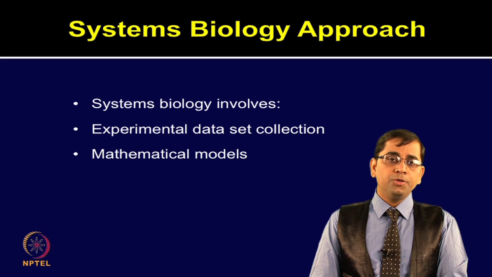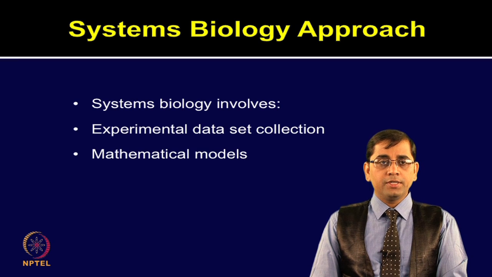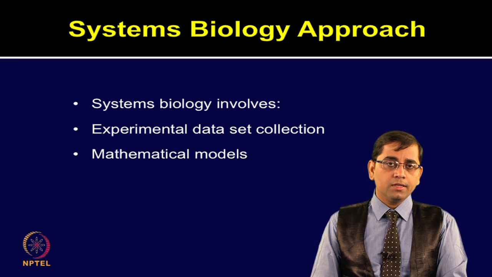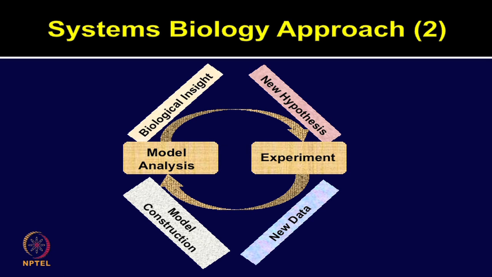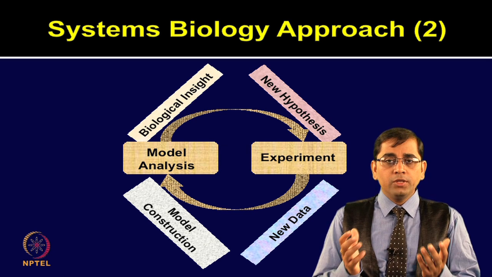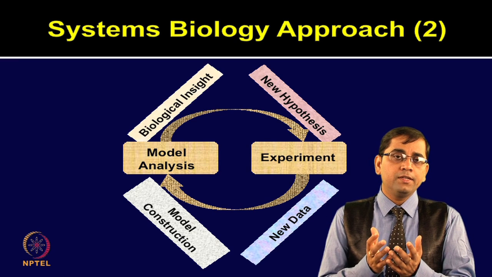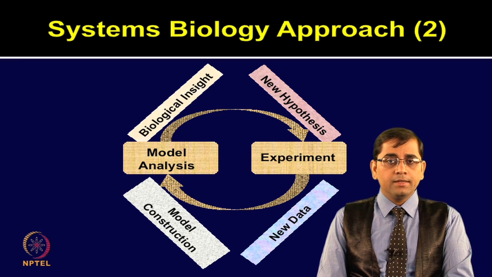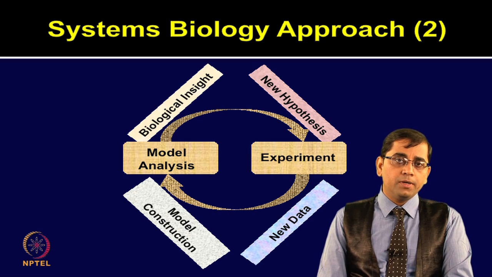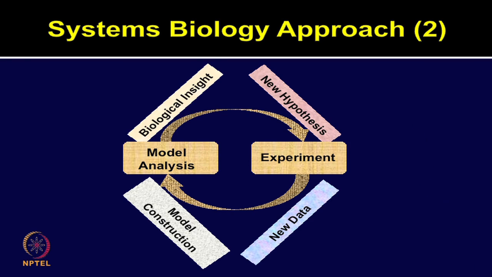The simple systems biology approach would involve experiments by adding new data sets which will be used for model construction and model analysis, and the biological insight derived from these models could be used to propose new hypotheses. The properties of a system are probably more than just the sum of all of its individual components. Therefore, it is possible that a system may have its own property by applying all the components.